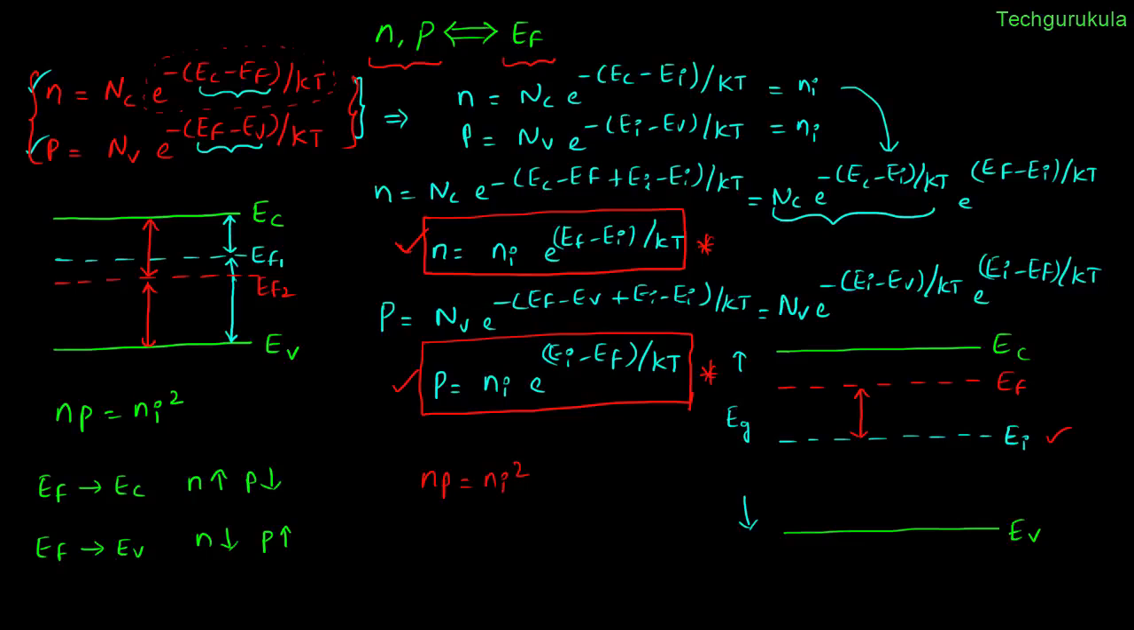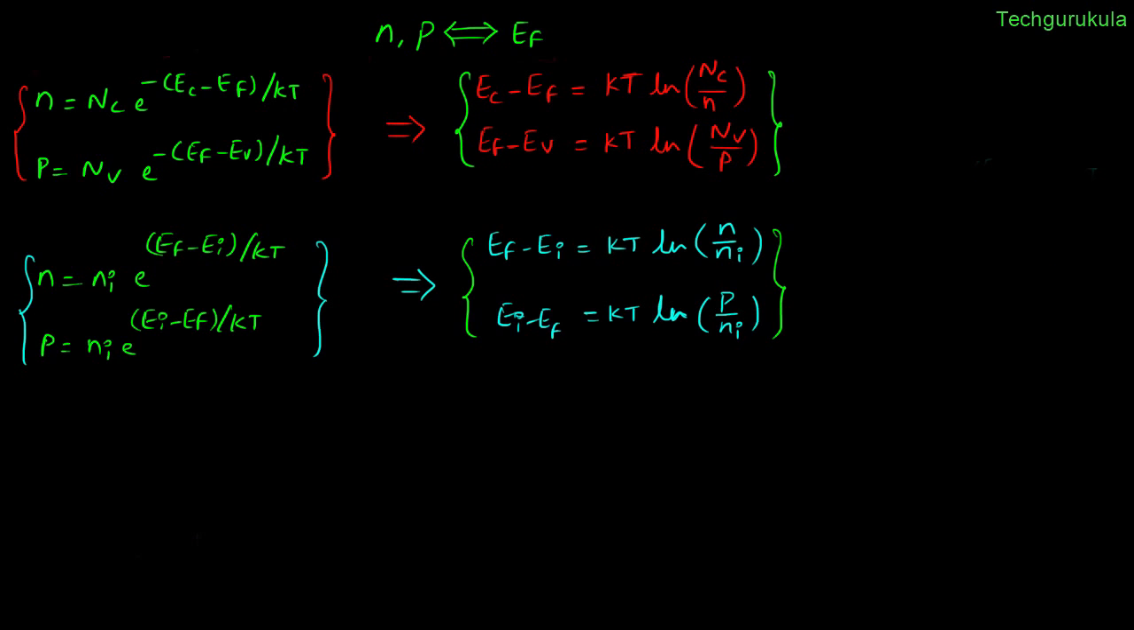Similar to previous case, let us compare: when Ef is above Ei, we can say n is greater than p, and we have seen it. And if Ef is below Ei, we can say n is less than p. These equations can also be represented in this form, and these bottom equations can also be represented in this form. I've just rearranged them. Instead of writing in exponentials, I've written them in ln form, so that sometimes the calculations would be easy if we substitute in this way.